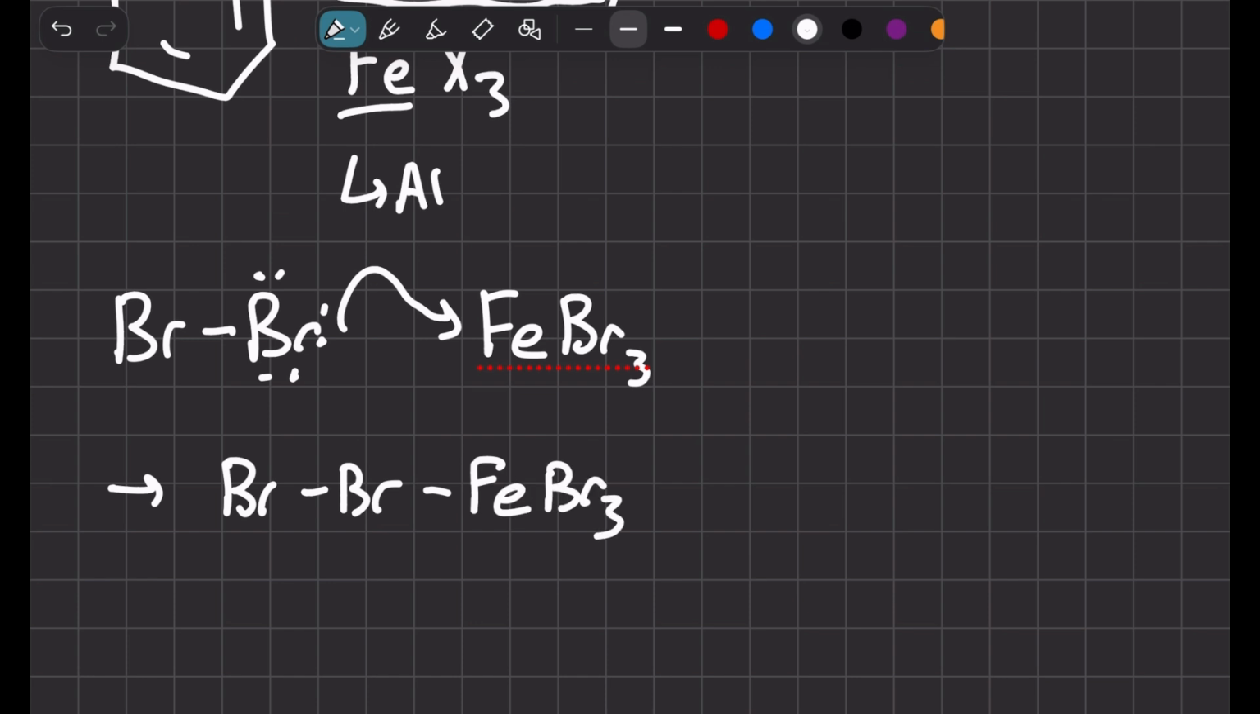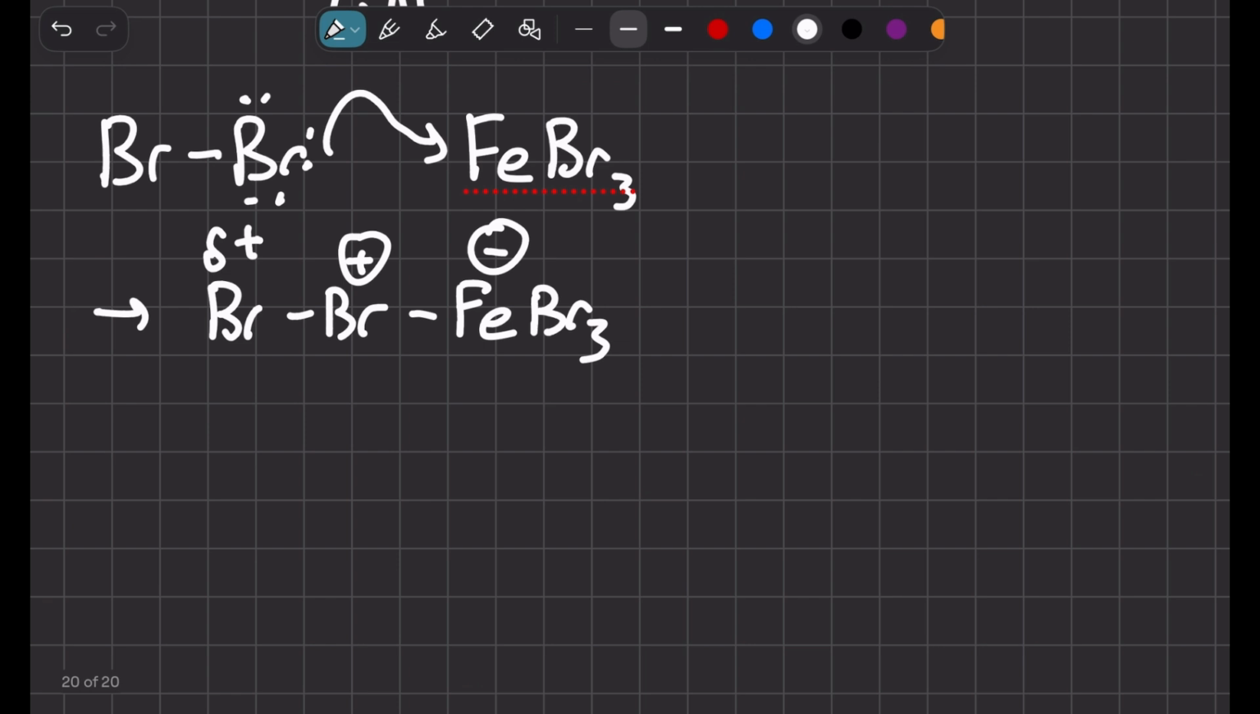Since the bromine donated a lone pair of electrons, it's going to have a formal positive charge. And since the iron gained electrons, it's going to have a formal negative charge. Also, this bromine right here on the end is going to have a partial positive charge. That's important because when we do the reaction, our benzene has pi electrons all around it, and one of those pi bonds can come and attack this bromine.